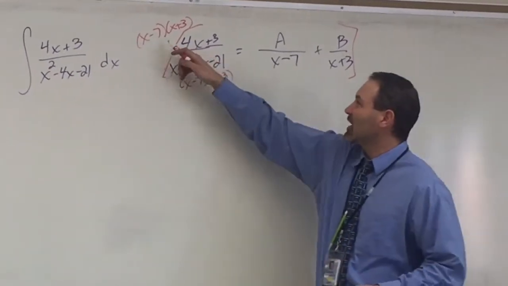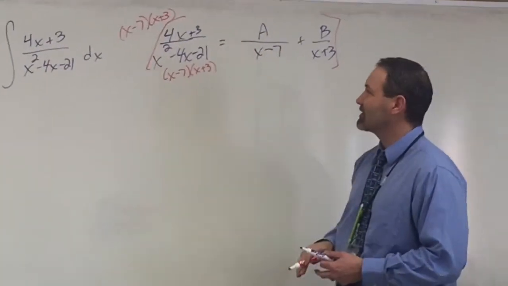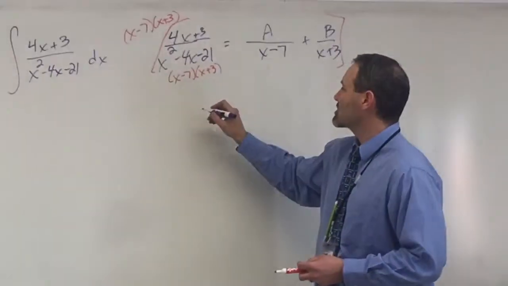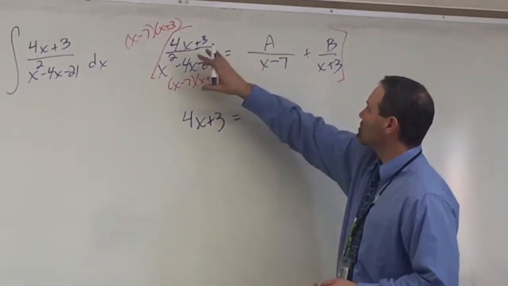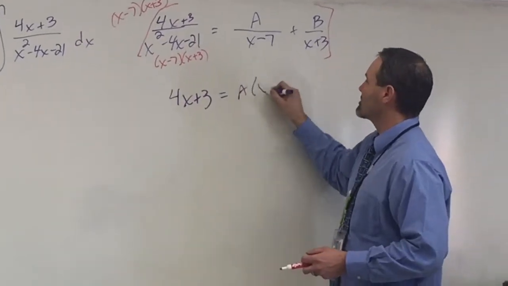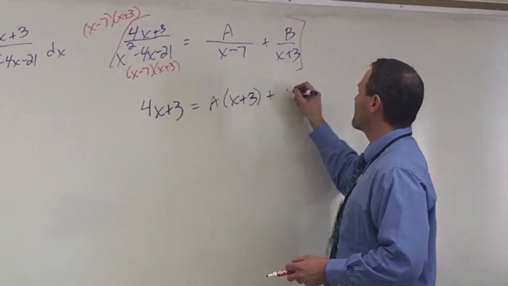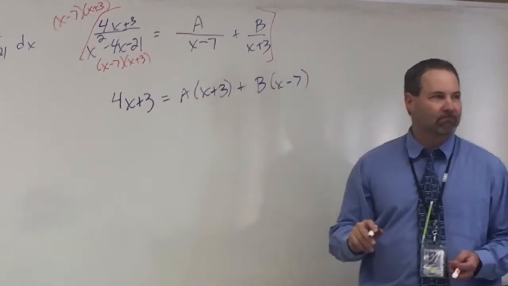Okay, so we are going to multiply both sides by the bottom. So we're going to multiply both sides by x minus 7 times x plus 3. Can you explain how you factored that? Diamond problem? See your algebra teacher 4 years ago. Okay, so if I distribute on the left side, what will I have left? Just the top. Good, 4x plus 3. And if I distribute it to here, the x minus 7s will cross off, so it's A times x plus 3, and then B times x minus 7. Are you with me? Yes.